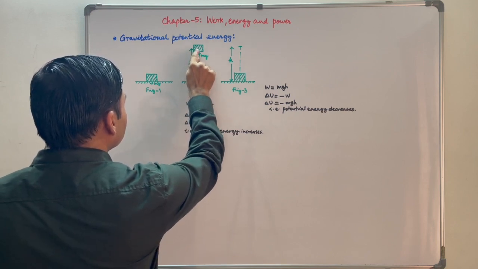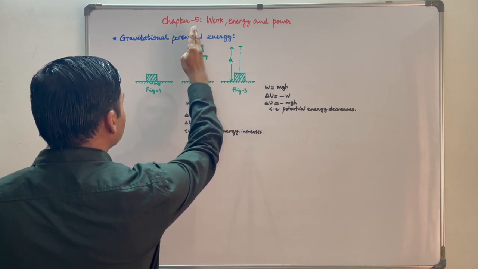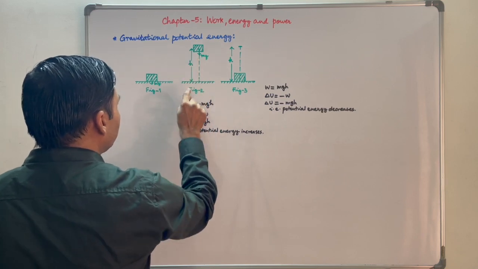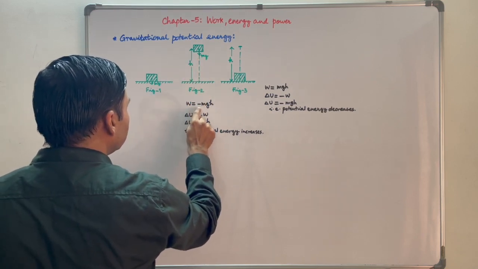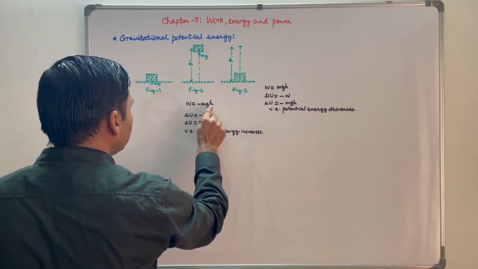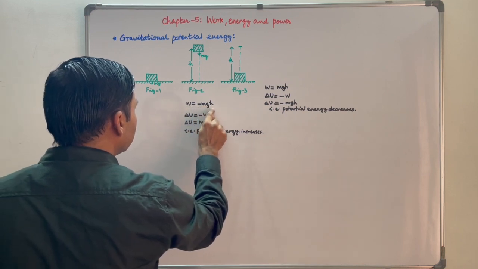Gravitational force on the block is working vertically downwards and it is raised vertically upwards. So work done by the gravitational force will be negative and it is given by W is equal to minus force into displacement. Force is equal to mg and displacement is h. So W is equal to minus mgh.